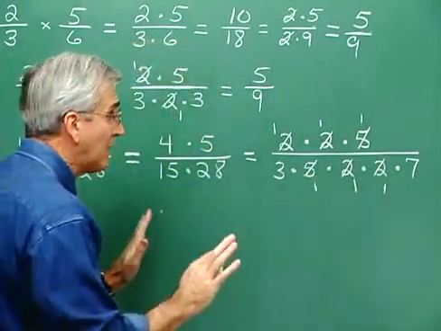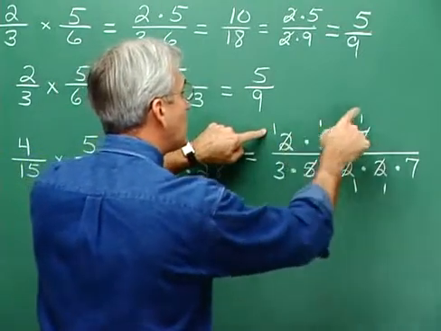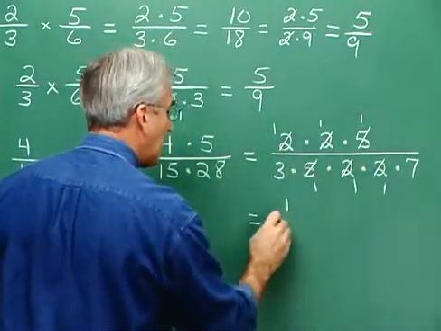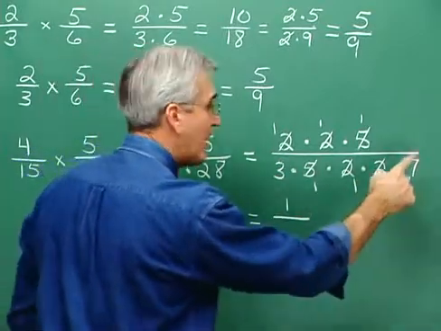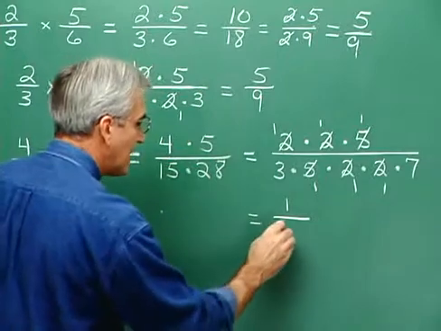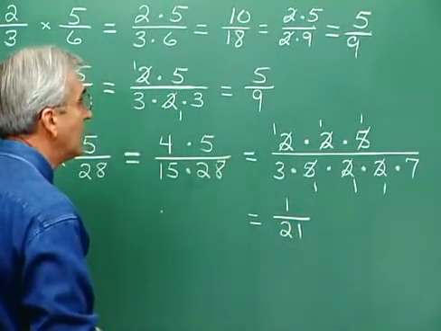So what's left is, let's see, in the numerator I have 1 times 1 times 1. Well, that's a 1 for the numerator, and 3 times 1 times 1 times 1 times 7. It's just 3 times 7, you see, to give 21. So 1 over 21 is the answer.